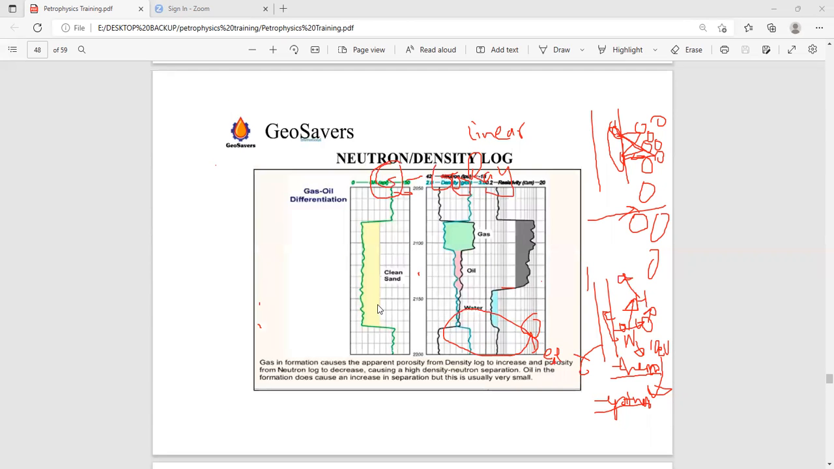So this is typically what we may see when we have all these logs put together. First, we have the gamma ray.